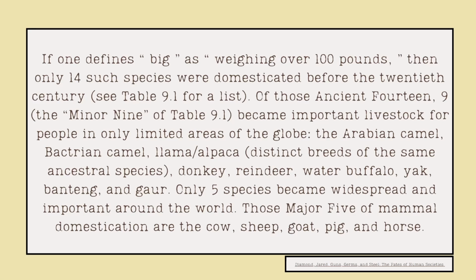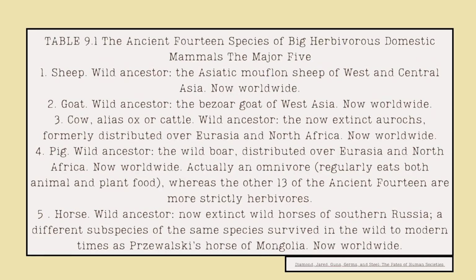So we cannot necessarily call that a large mammal. Even when we're talking about wolves, they're going to be much smaller than 100 pounds, depending on the subspecies of the wolf. Table 9.1. The ancient 14 species of the big herbivorous domestic mammals of the major 5.